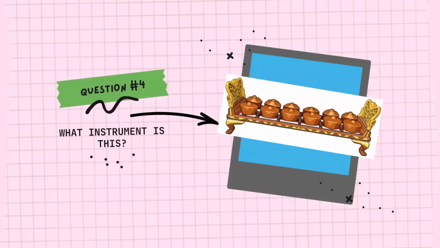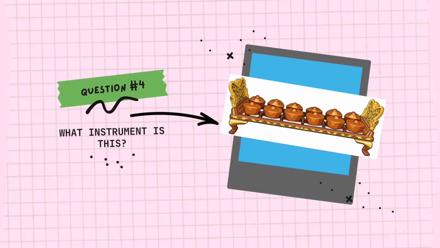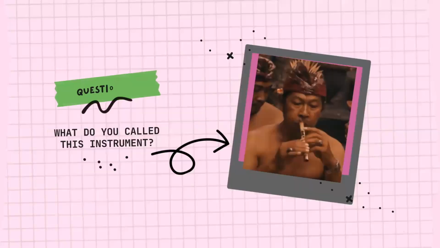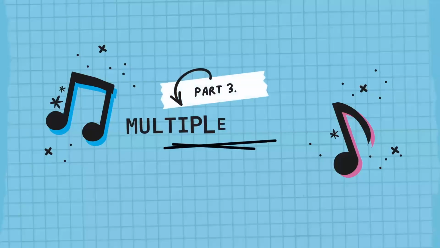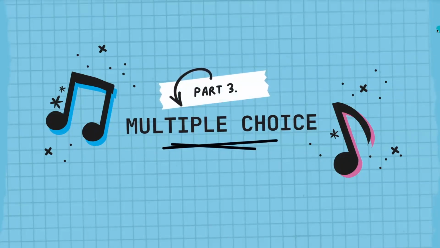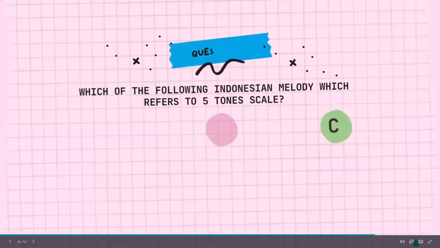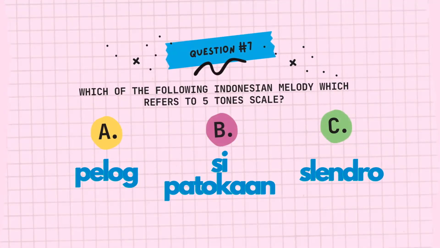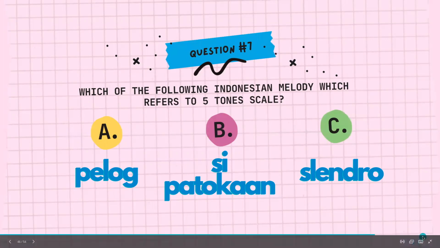Question number 4. What instrument is this? Question number 5. What classification of instrument is this? Question number 6. What do you call this instrument? Part 3, the multiple choice. Write only the letter of your choice. Which of the following Indonesian melodies refers to a 5-tone scale? A. Pelog, B. Sipatukaan, C. Slendro.